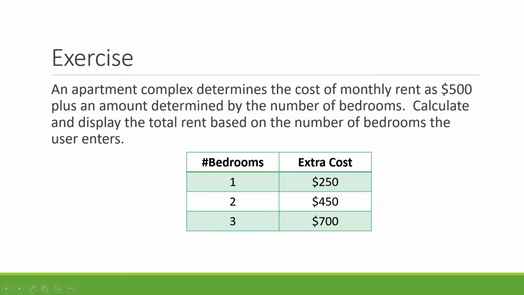So here's an exercise for you to try on your own. We've got an apartment complex that determines the cost of monthly rent as $500 plus an amount determined by the number of bedrooms. Write a program to calculate and display the total rent based on the number of bedrooms that's entered by the user. Go ahead and pause the video, try the exercise, and don't forget your IPO chart. Then resume the video and we'll go over the solution pretty quick.